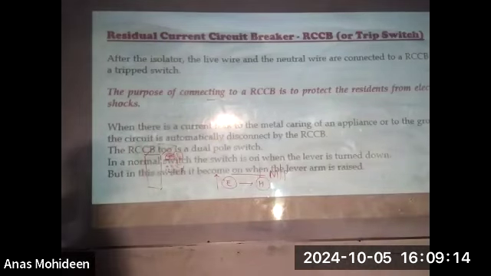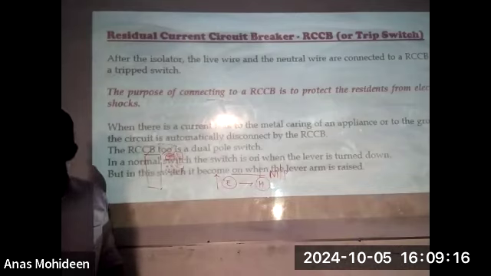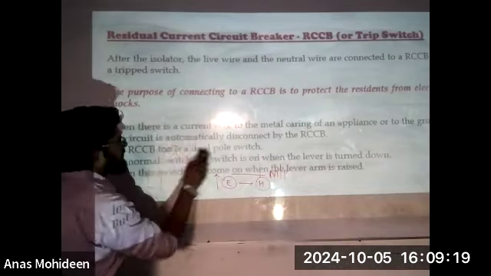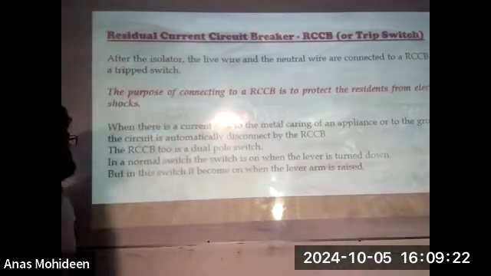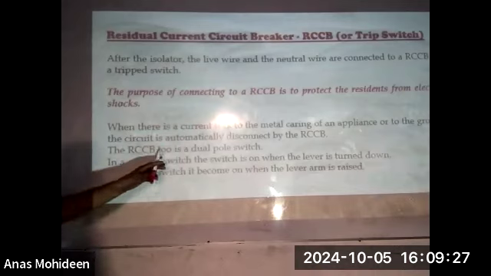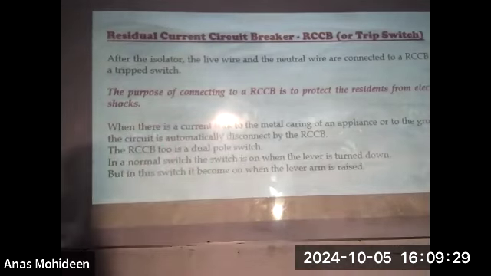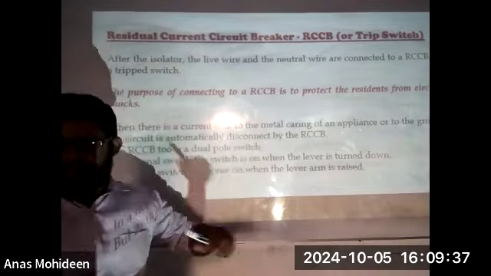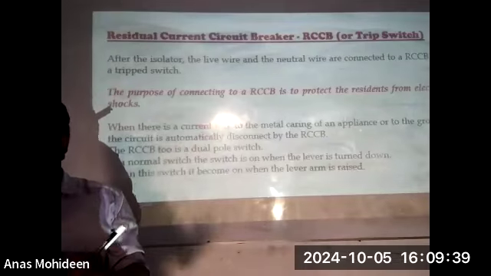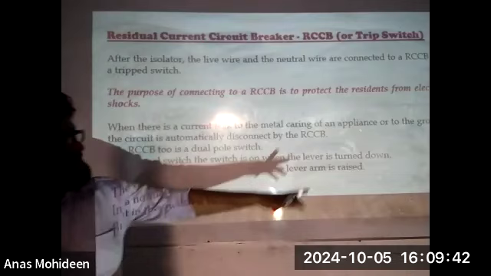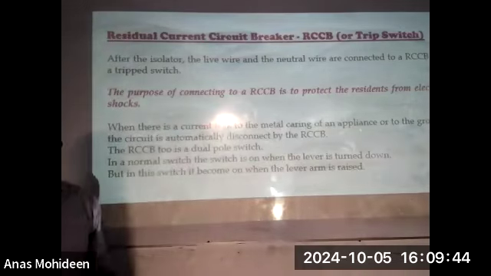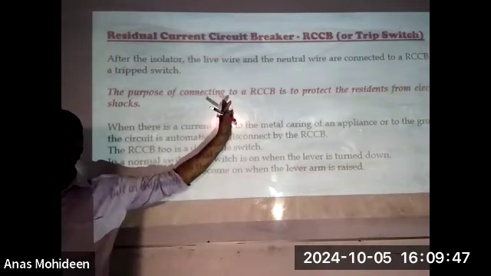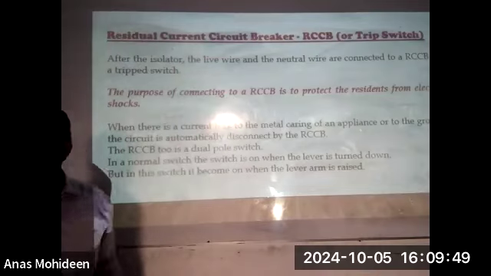RCCB. The purpose of the RCCB is to protect the residents from electric shocks. Underline. The RCCB is also a dual pole switch. Now see, when there is a current leakage to the metal casing of an appliance, or when current is passing to the ground from the circuit, then the RCCB turns off.